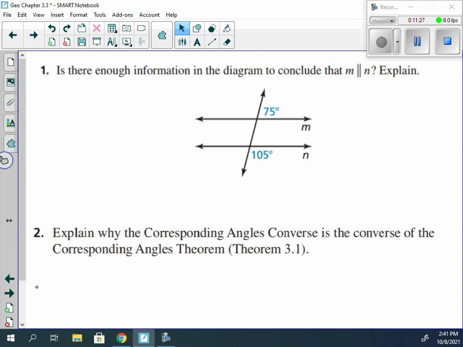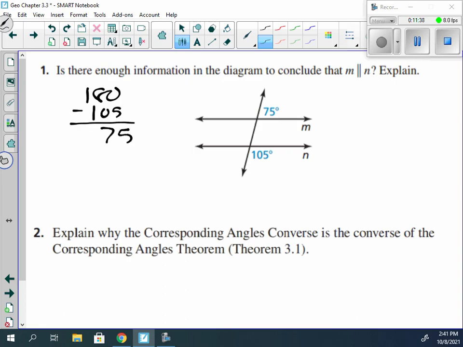So even if these aren't parallel, if this is 105, I can take 180 and subtract 105 from it, 75. So this angle here is, well, wait a minute, 75 and that 75 are corresponding angles, aren't they? So can we say that these are parallel? Yes, because of our corresponding angle theorem.